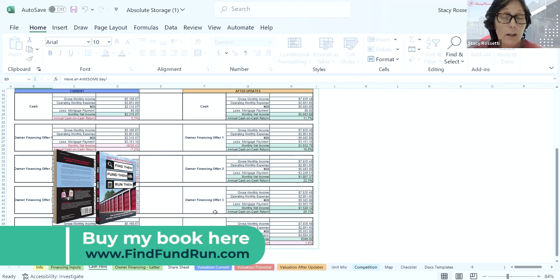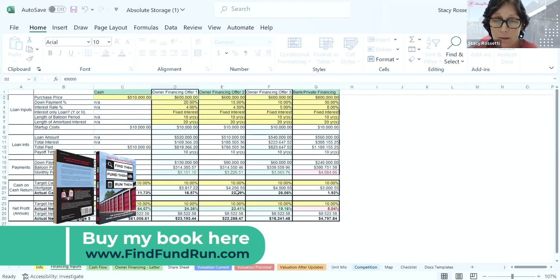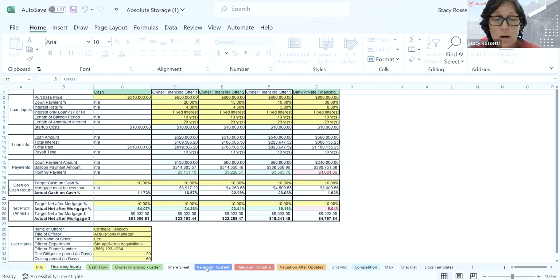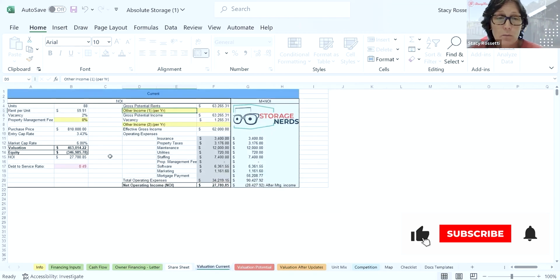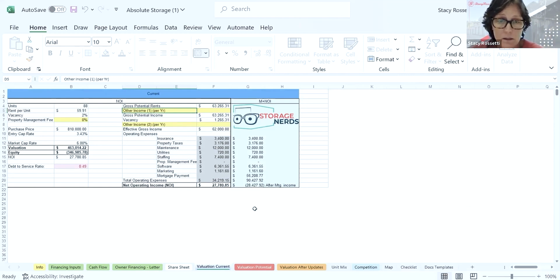So you want to be looking at your cash flow as well as running the numbers for the offer on the financing inputs. All right. And then we run our numbers. We look at the valuation current, right? And how much income it's making minus the vacancy, minus the expenses is the NOI, minus your mortgage.